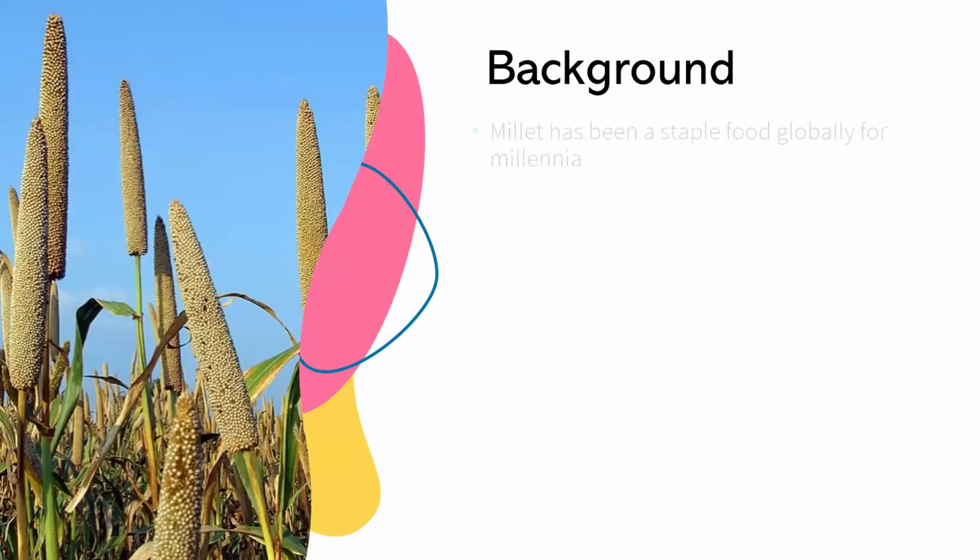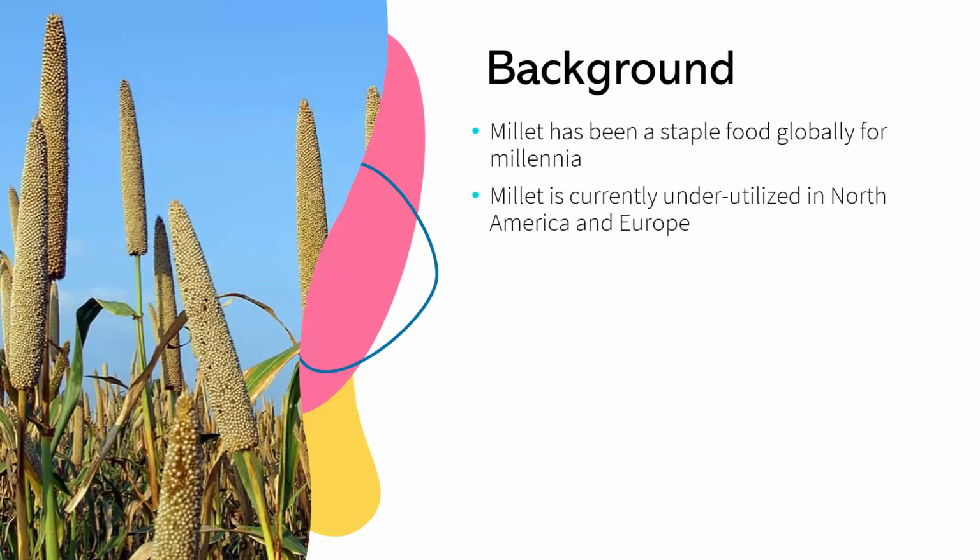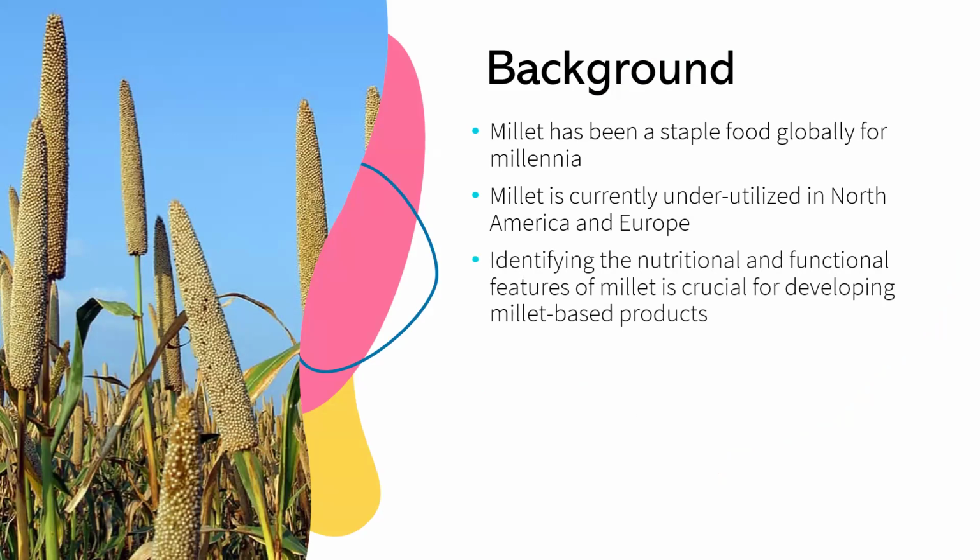So a little bit of background about millet. Millet has been a staple food globally for millennia. It is currently an underutilized crop in North America and Europe for human consumption. It is used in different animal feeds for birds and things like that. But to use it for a human ingredient, first we need to identify the nutritional and functional features of millet in order to develop millet-based products.